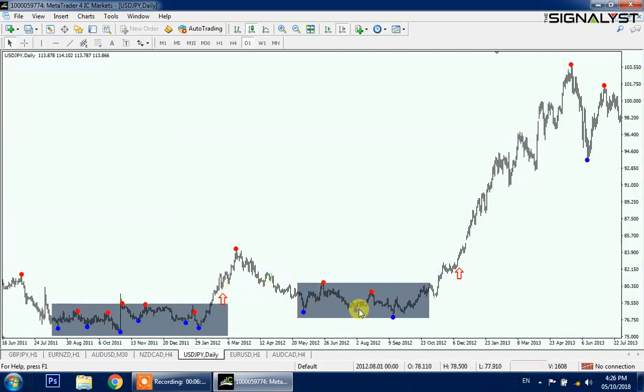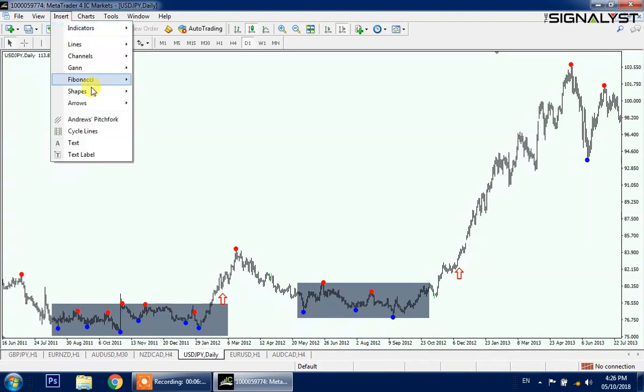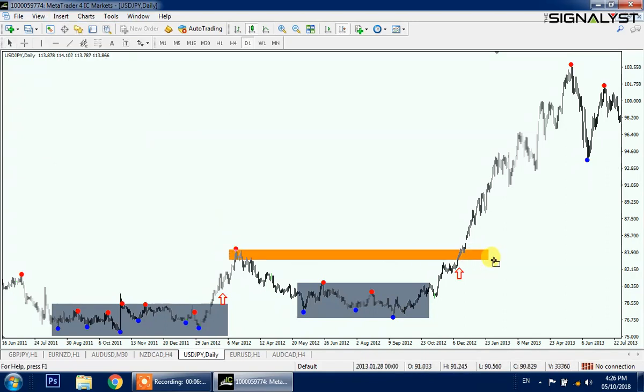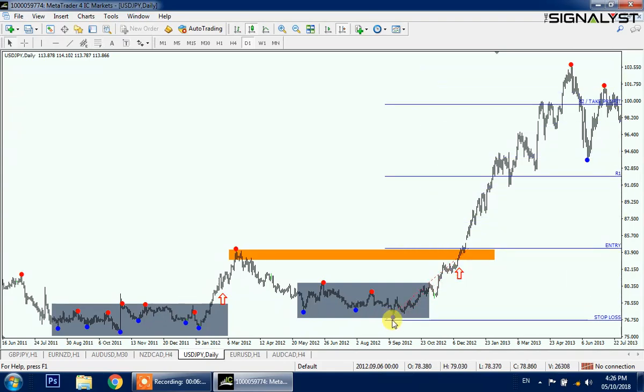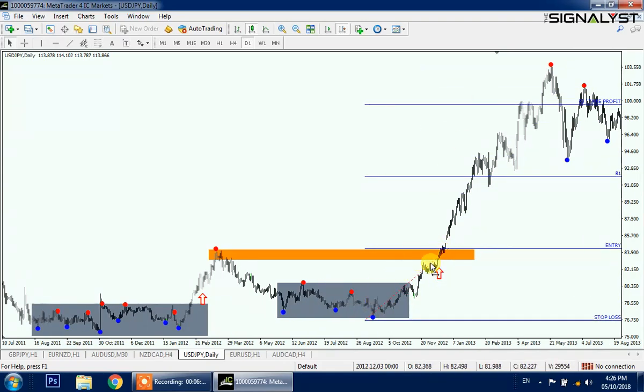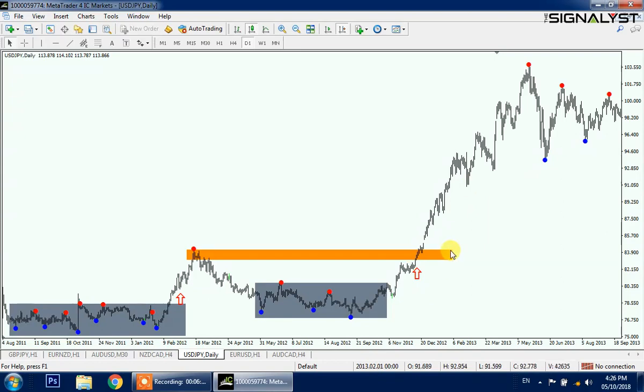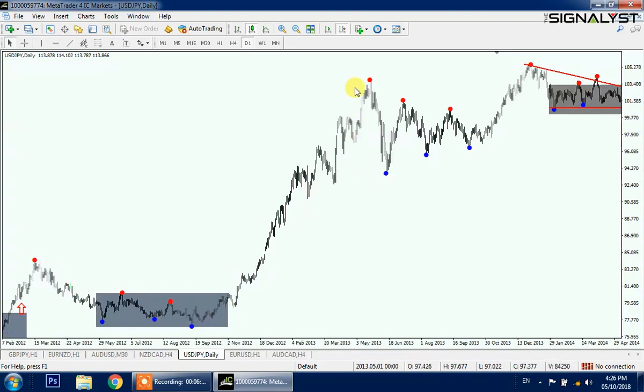Here we have another one, 1, 2, 3, 4. Our entry would be here in that case. Our stop loss below the zone, and we target a 2-to-1 risk reward ratio. Here we have big swings, so it's not considered a valid RichTL bomb setup.